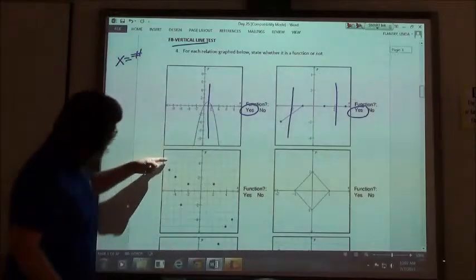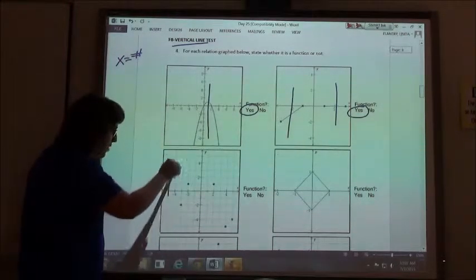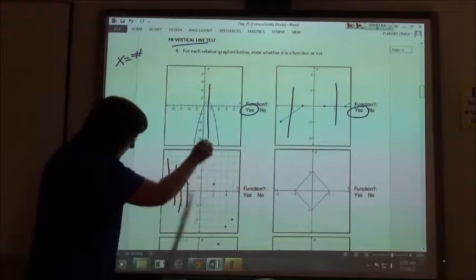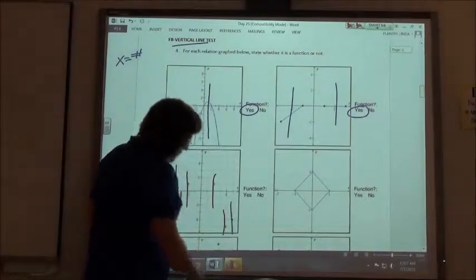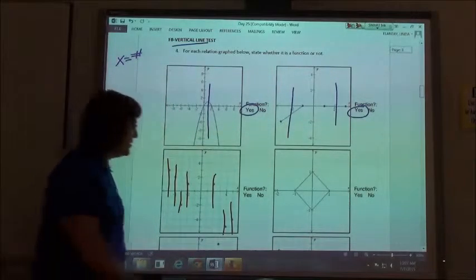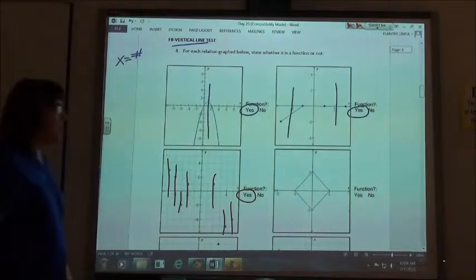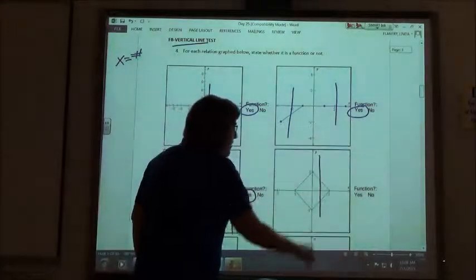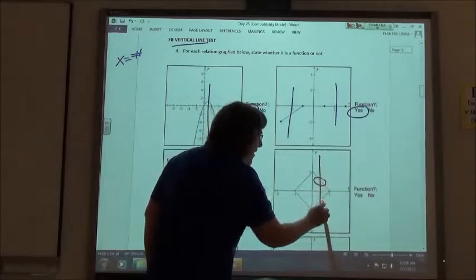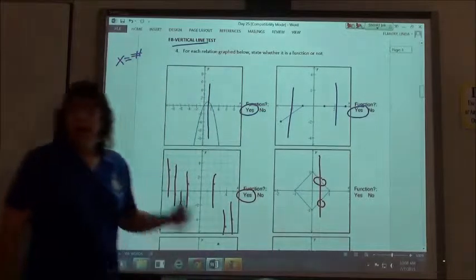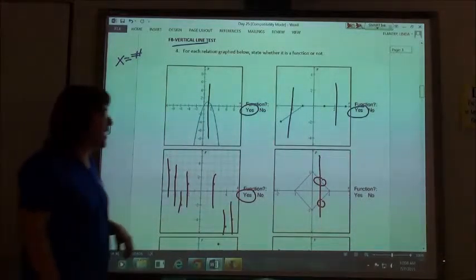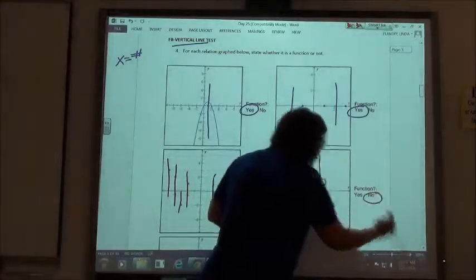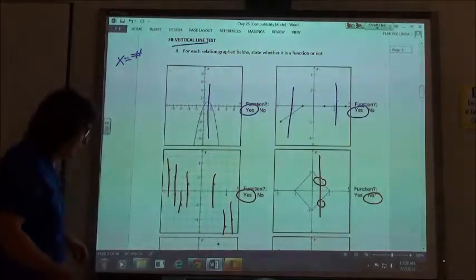If I look at the next graph, if I drew my line there, once, every line I can draw, I only touch once. Yes, that is going to be a function. However, on the next one, if I draw my vertical line, I'm touching my graph here and here. I'm going to have two y values for that x value. That is not going to be a function.